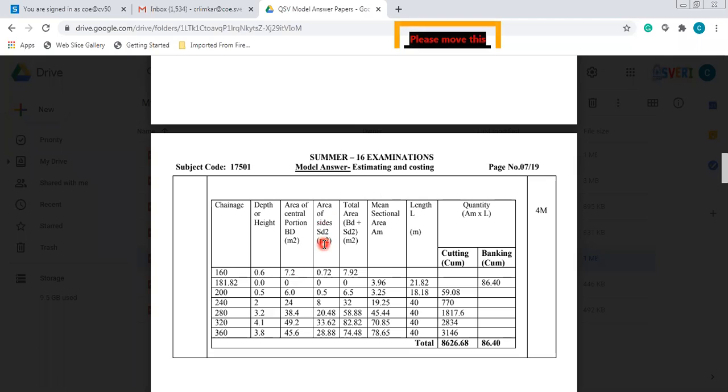Area of the side portions is nothing but S into D square. S is given as 2 in this case, that is the side slope value is given as 2. So 2 multiplied by 0.6 square, 0.6 square is 0.36, multiplied by 2, that is 0.72. So by that you can calculate the area of the rectangular and triangular portions. Then you can take the summation.